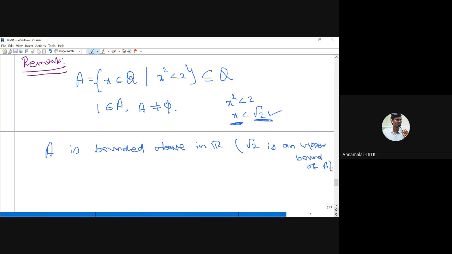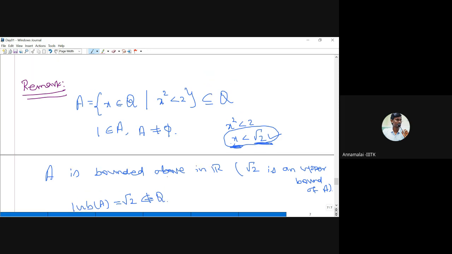It exists in R. So can you guess what the least upper bound is? Every x is less than or equal to root 2. The LUB of this set is actually nothing but root 2. There is a proof for this. So the LUB of the set A is root 2, but root 2 is not a member of Q. Therefore, this subset A of Q does not enjoy the LUB property.